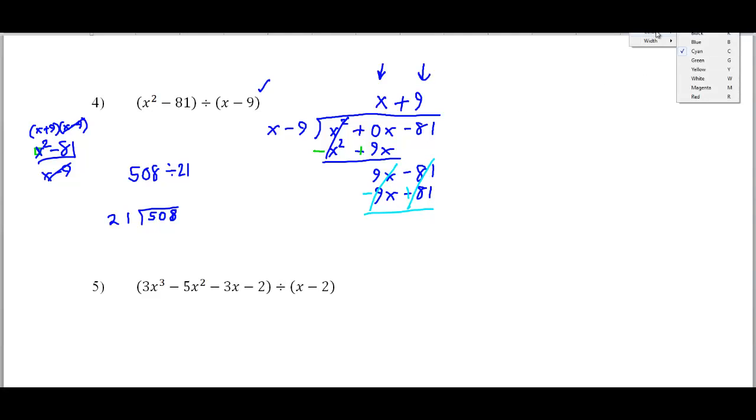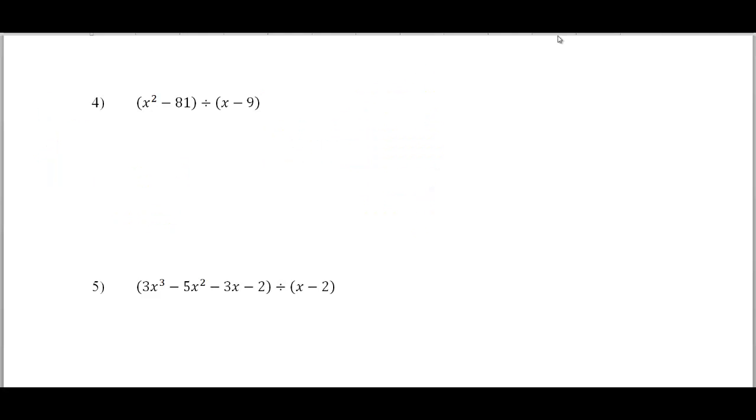So our problem, as you see it, has no remainder, which means that the x minus 9 is a perfect factor of x squared minus 81, and it gives us an answer of x plus 9, which I showed to you over here before we started the problem. But what's nice about that is you can kind of see it in action.